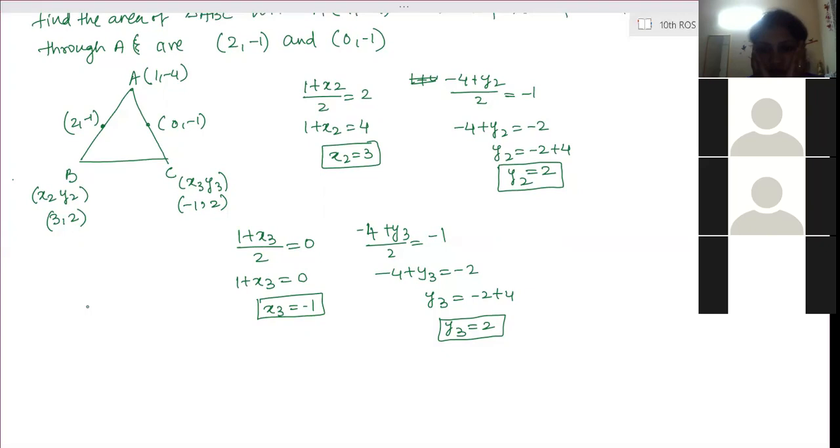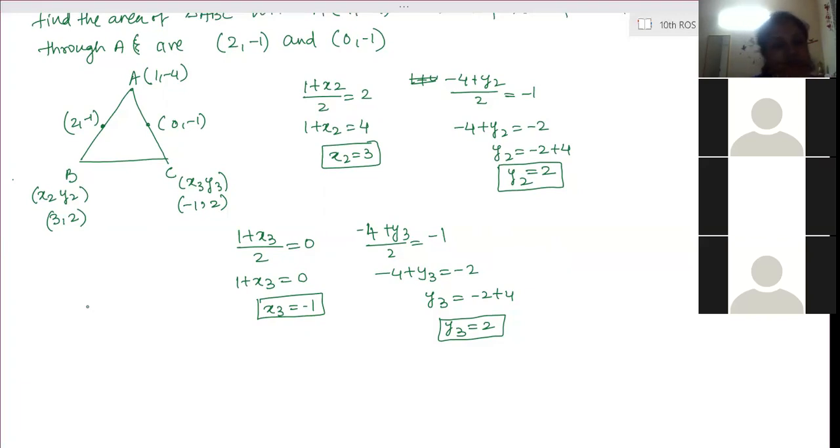I'm getting 4 square units. Ma'am, I got 12. 12 is the right answer. Yes, ma'am, I got 12. But 12, yes, 12 is the right answer.